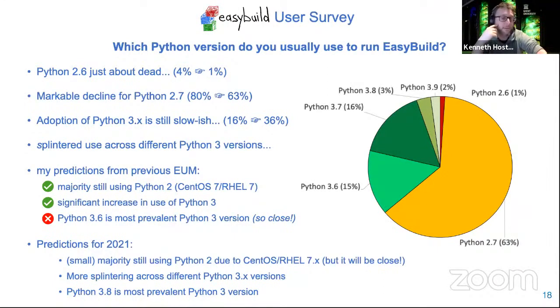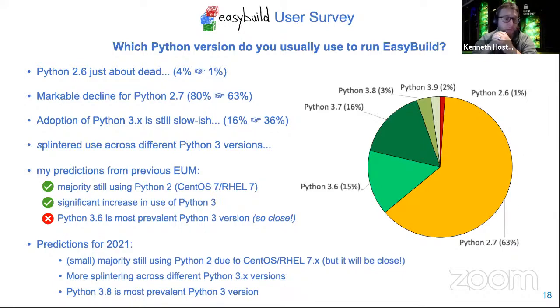But still, most people are using Python 2.7 as the Python version to run EasyBuild with. That's probably not a big surprise because Python 2.7 is still the default Python in CentOS 7, for example. So if most people are using CentOS 7, they're probably also using the default system Python, which is why they're using Python 2.7. There's an increase in adoption of Python 3. So about 1/3 of the people are using Python 3 to run EasyBuild, but that pickup seems to be relatively slow, especially if you know that Python 2 is officially unmaintained. So that's maybe a bit concerning.